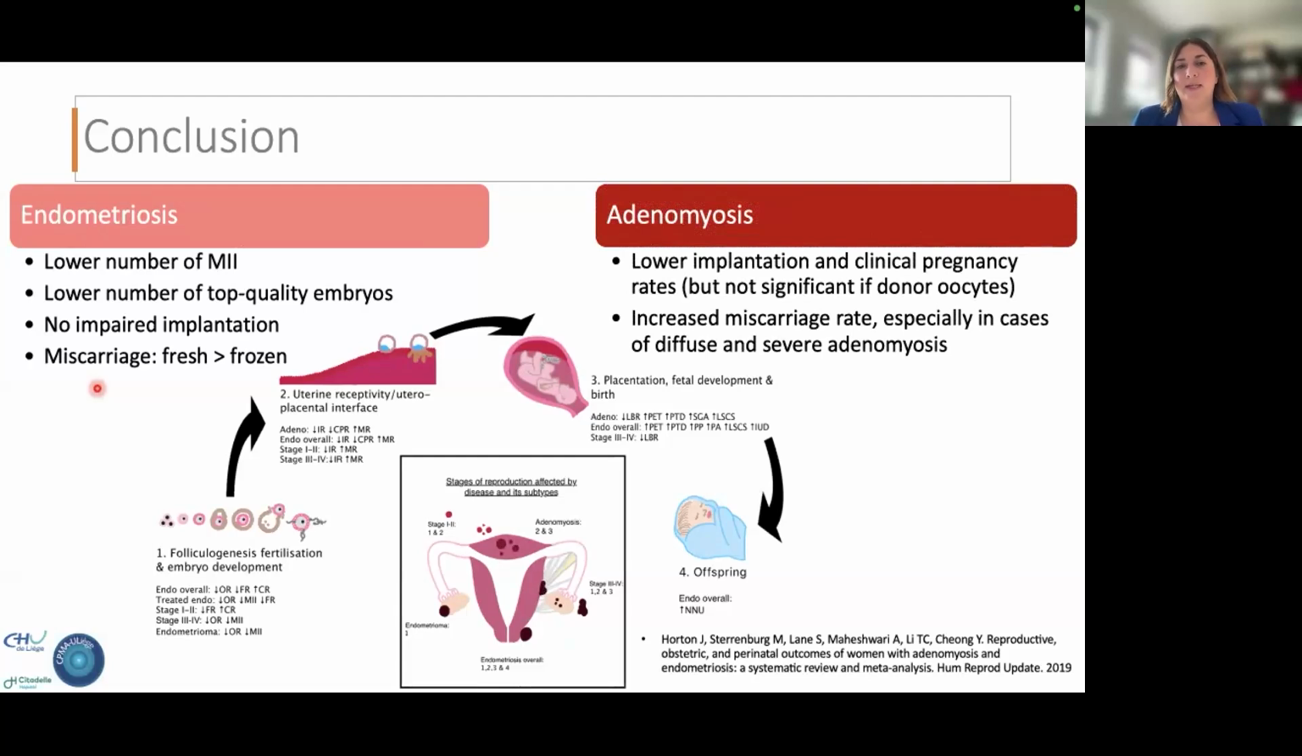However, there is still a need for more well-conducted prospective studies with strict criteria, particularly regarding the patient inclusion, symptomatic versus not symptomatic, but also the ultrasound evaluation of the adenomyosis that must be standardized.